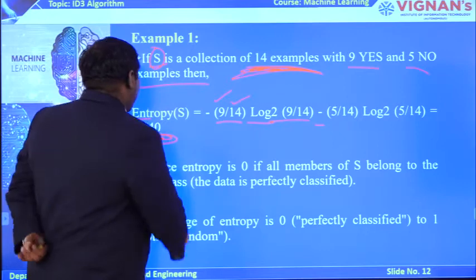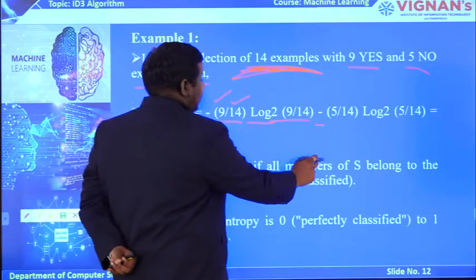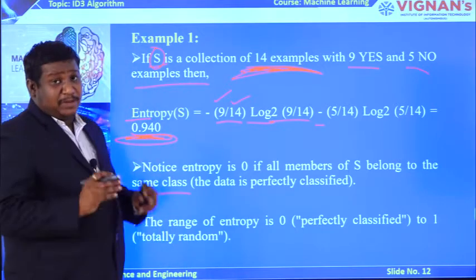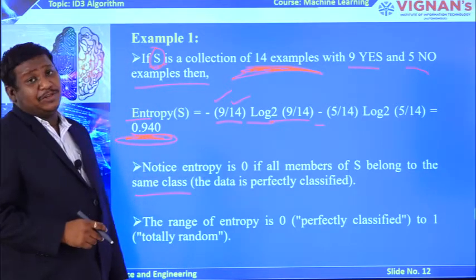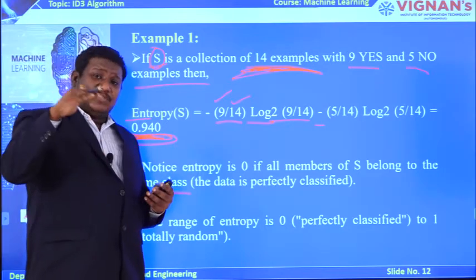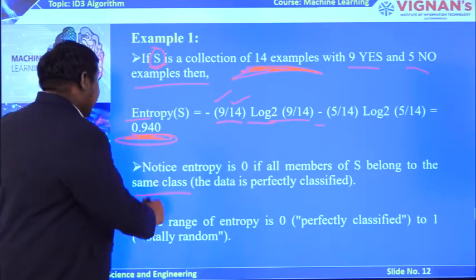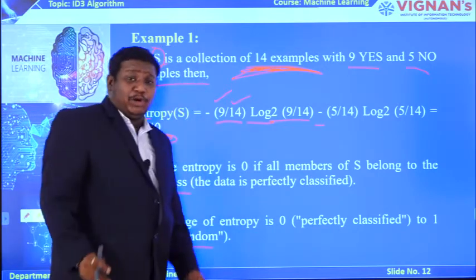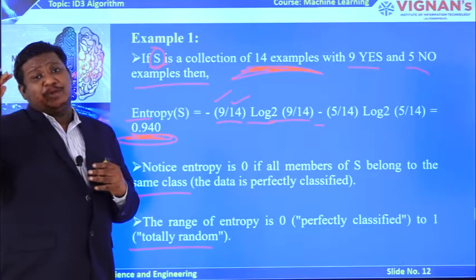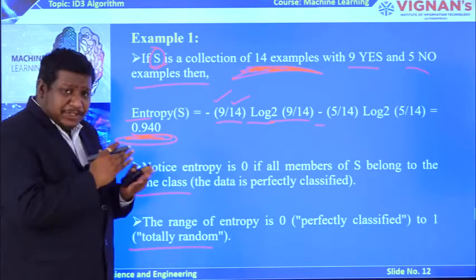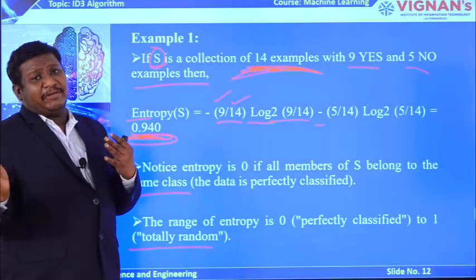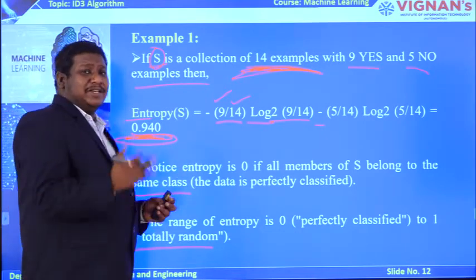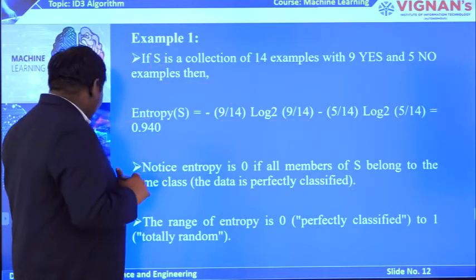0.940. Notice entropy is 0 if all members of S belong to the same class. If all the members belong to the same class, the entropy is going to be 0. That means 0 is the minimum entropy. The range of entropy is 0 to 1. Normally, I told you entropy should be minimum and information gain should be maximum. So, entropy between 0 and 1 is comparatively low. So, we are satisfying the condition for the algorithm.